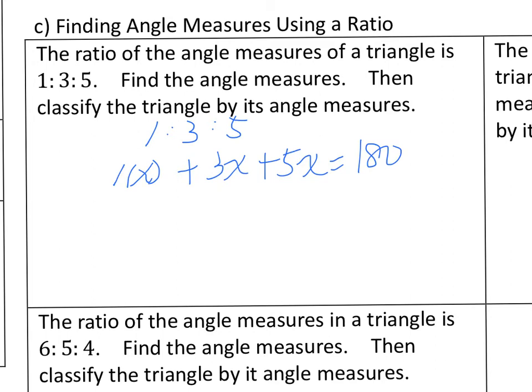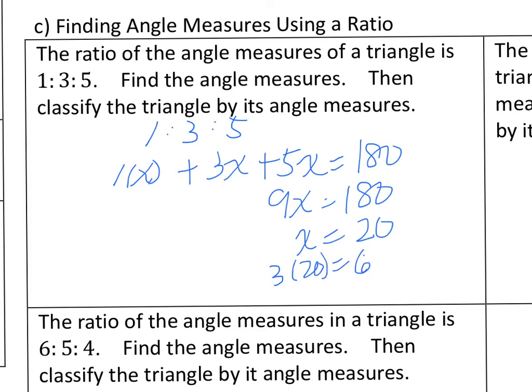Okay, 9x equals 180, so x is 20. The smallest angle must be 20 degrees. The next biggest is 60, and then 5 times 20 is 100 degrees.